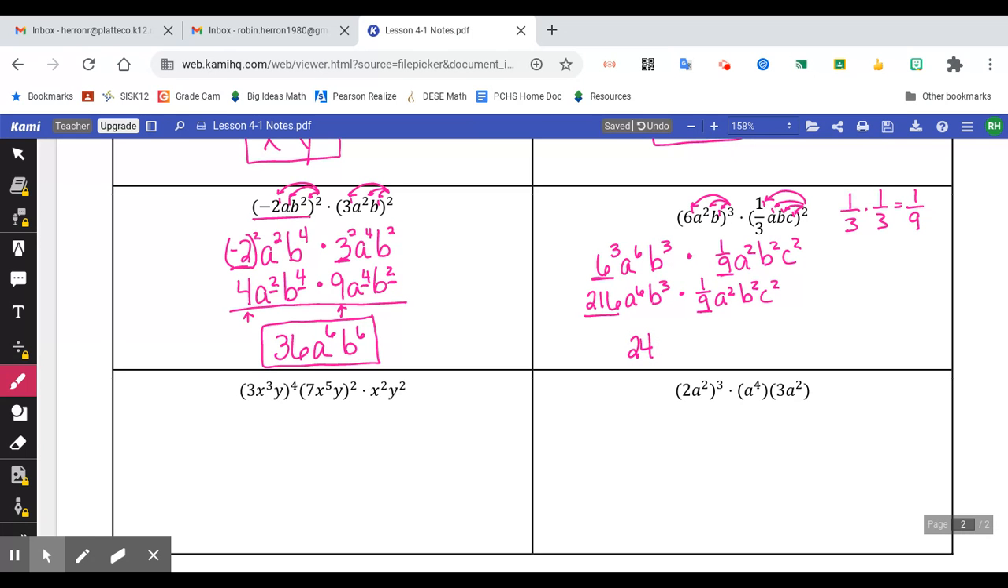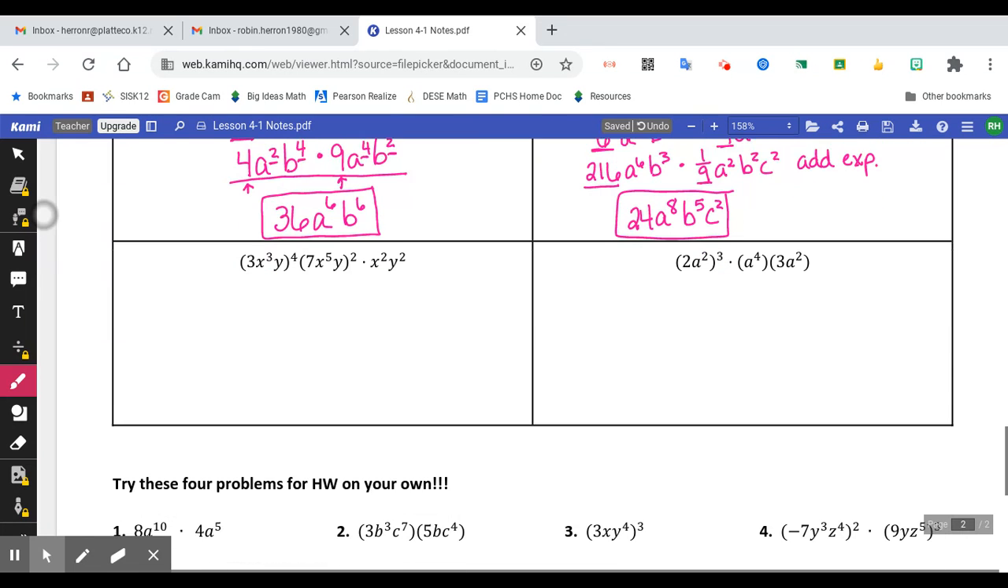And now, because it's multiplication, we're going to add exponents. So I've got 6 and 2 for a, which makes a to the 8th. B has 3 and 2, which makes b to the 5th. And c is all by itself, so it's going to stay squared. And there's my answer.